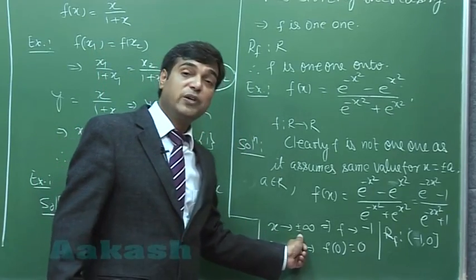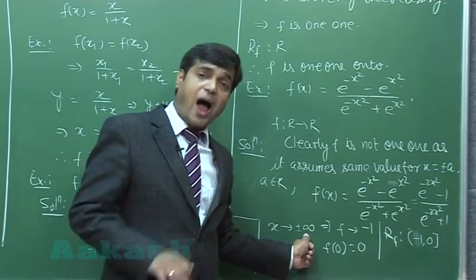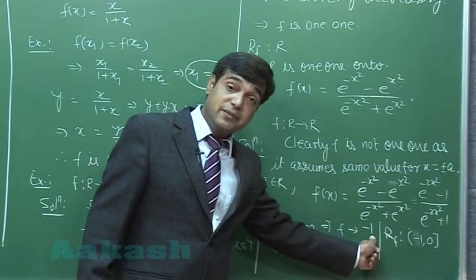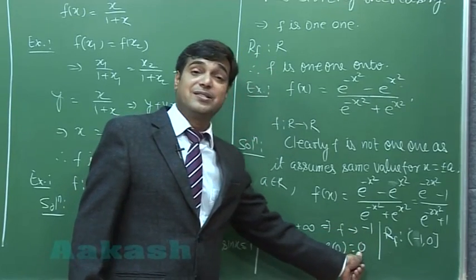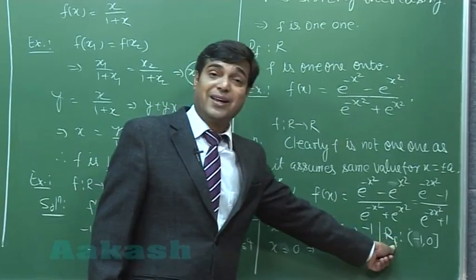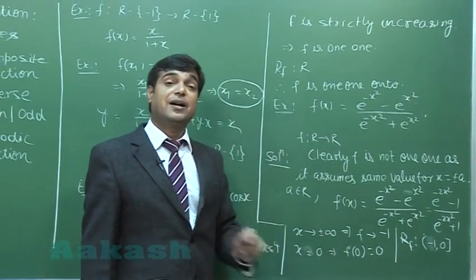I said when it is moving to plus infinity or minus infinity, either way it will be going to -1. And at 0 it is taking value 0. So we got the range. This is clear? Okay, let's go for the next one.